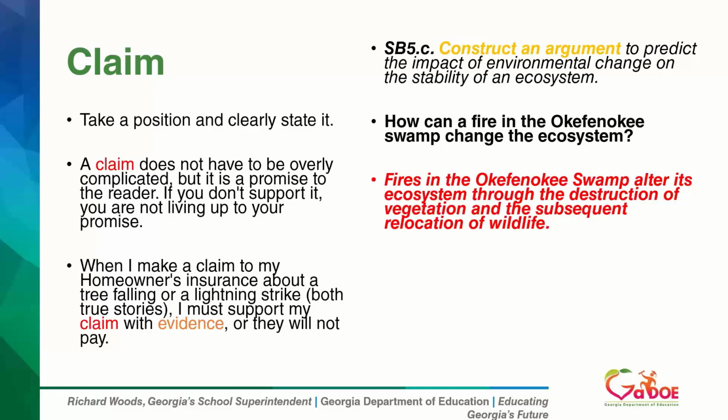Which, just putting all this out there, I don't know how many of you are swamp wise. You guys went through Okefenokee Joe years ago. I learned a lot about the Okefenokee through that program, but all it's looking for is essentially a yes or a no. Like, there has to be an impact or there's not an impact. So, fires in the Okefenokee Swamp alter its ecosystem, and then I went ahead and set up the main two cruxes of my argument through the destruction of vegetation and the subsequent relocation of wildlife.